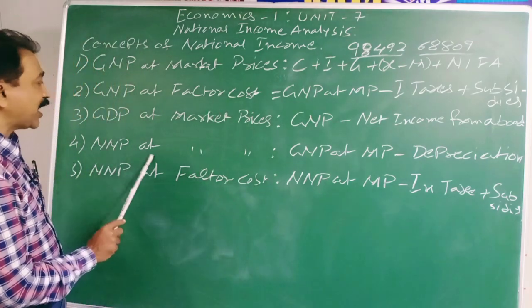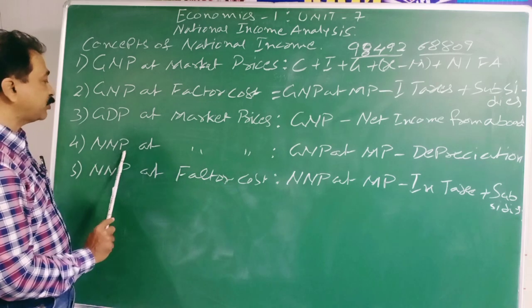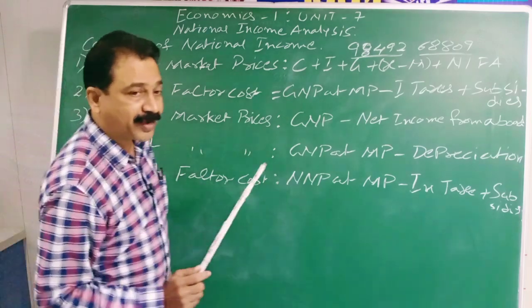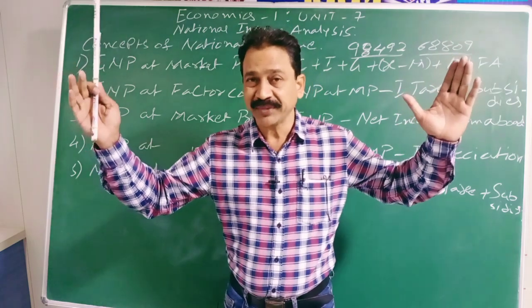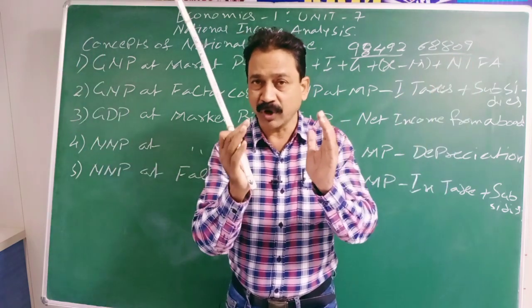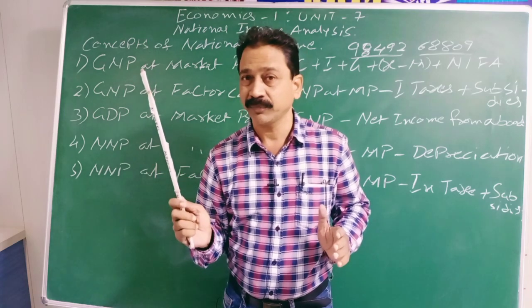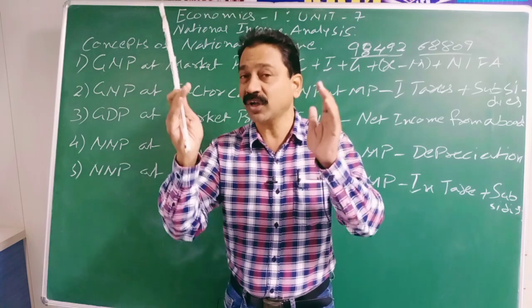Now let us go to NNP at market prices, net national product at market prices. You know, NNP is always less than GNP. Gross is the bigger level, net is the smaller level. We have seen gross profit, net profit, gross interest, net interest. Net interest is part of gross interest.